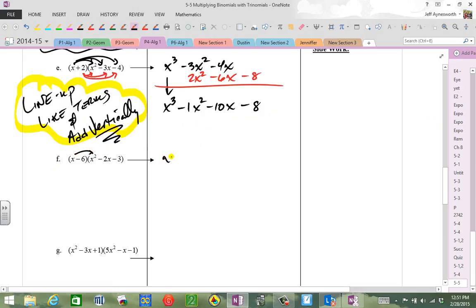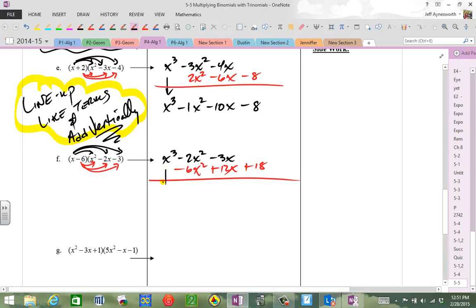X times x squared is x cubed. X times negative 2x is negative 2x squared. X times negative 3 is negative 3x. Distributing through the minus 6, you get a minus 6x squared. Negative times a negative is positive, so positive 12x. And then another double negative, negative 6 times negative 3 is positive 18.